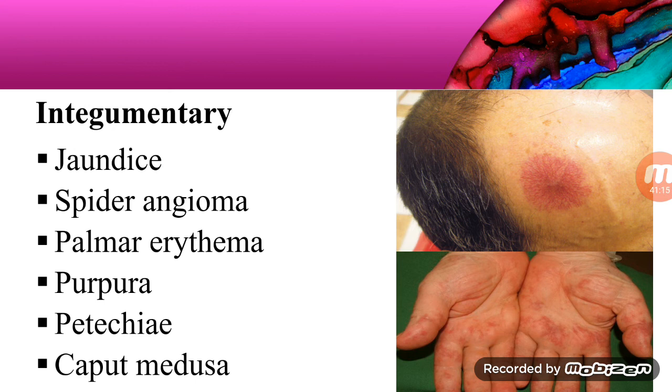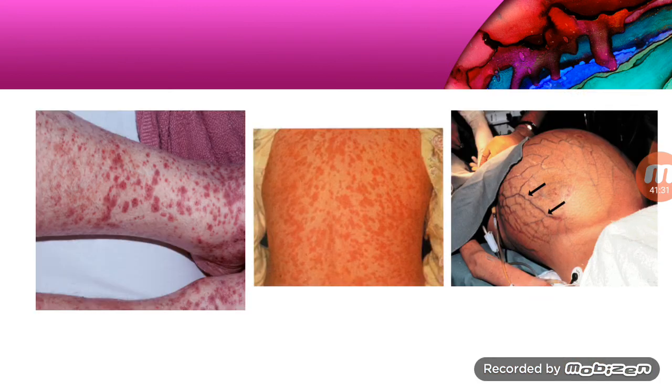Okay, why is the purple or reddish discoloration there? Because of bleeding underneath the skin, secondary to platelet disorders or coagulation disorders. Okay, this first picture is purpura.